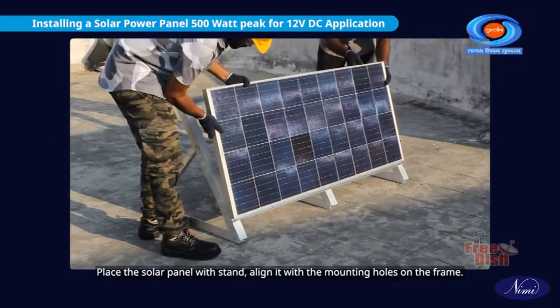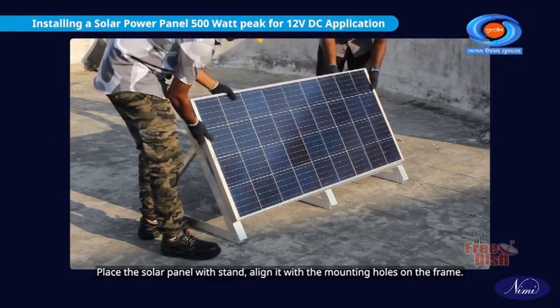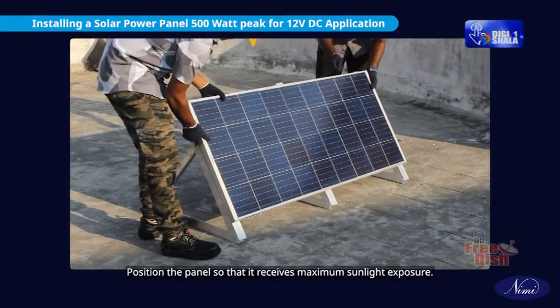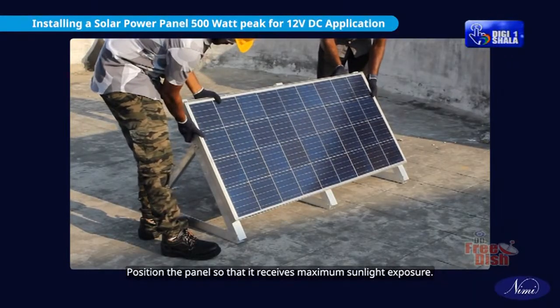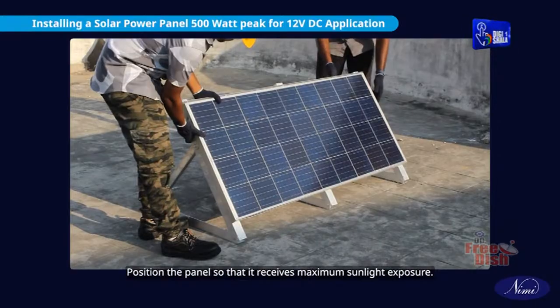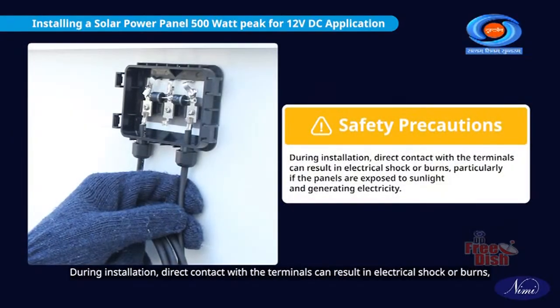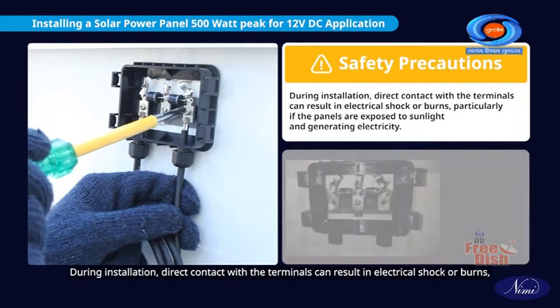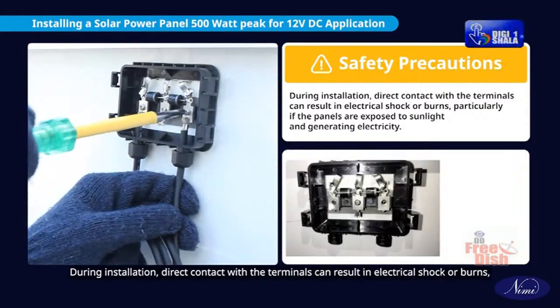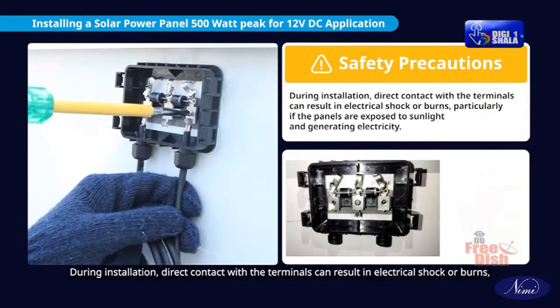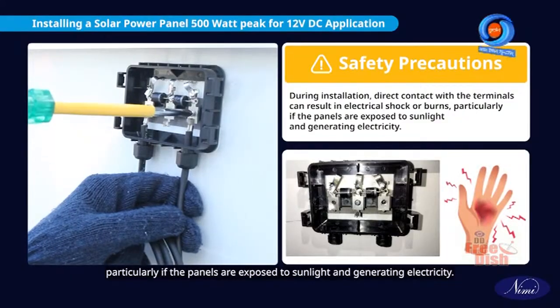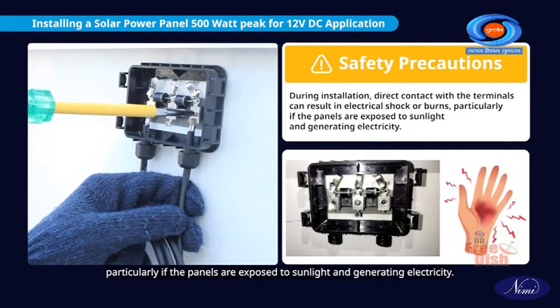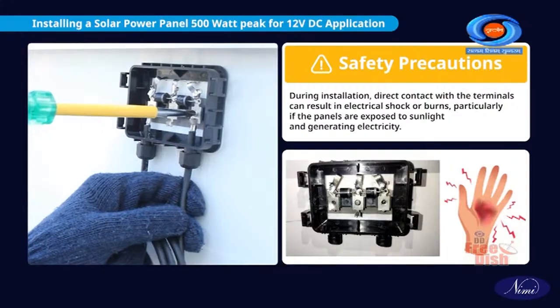Place the solar panel with stand. Align it with the mounting holes on the frame. Position the panel so that it receives maximum sunlight exposure. Safety precautions. During installation, direct contact with the terminals can result in electrical shock or burns, particularly if the panels are exposed to sunlight and generating electricity.